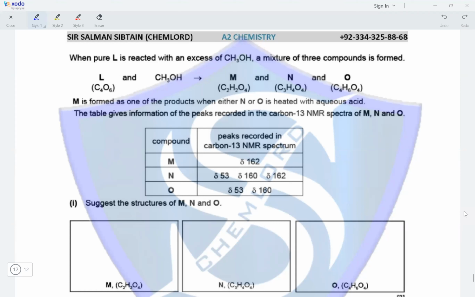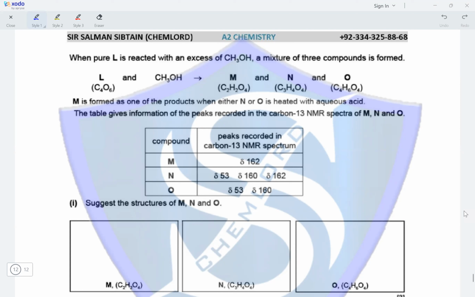When pure L is reacted with an excess of CH3OH, a mixture of three compounds is formed. So we have a compound with C2H2O4 called M, C3H4O4 called N, and C4H6O4 called O. M is formed as one of the products when either N or O is heated with aqueous acid. So basically, hydrolysis of N and O results in the formation of M. So L reacting with alcohol produces esters.